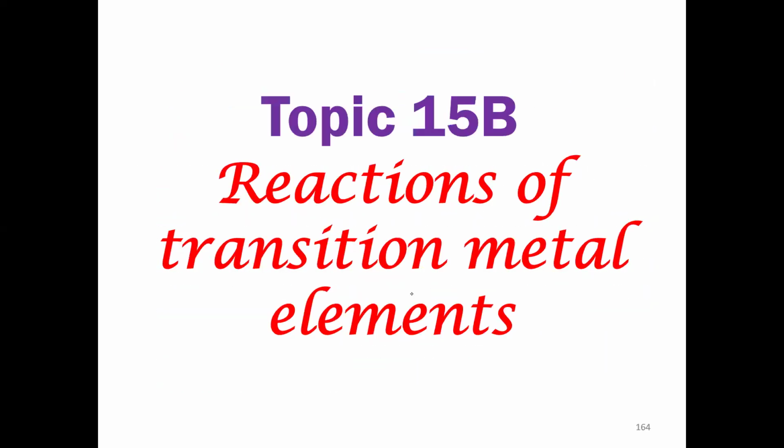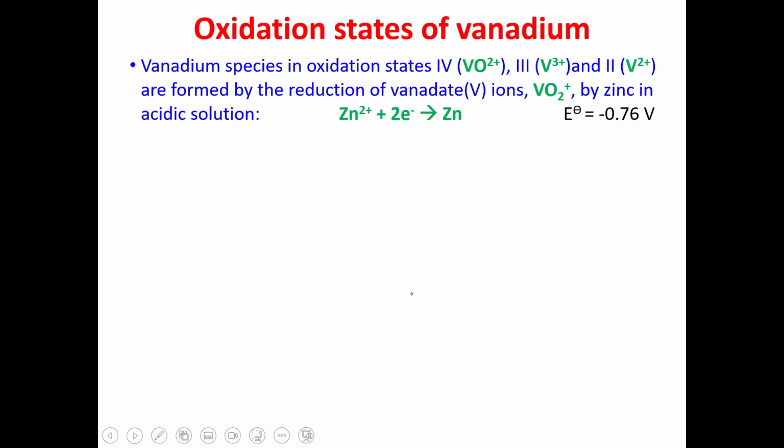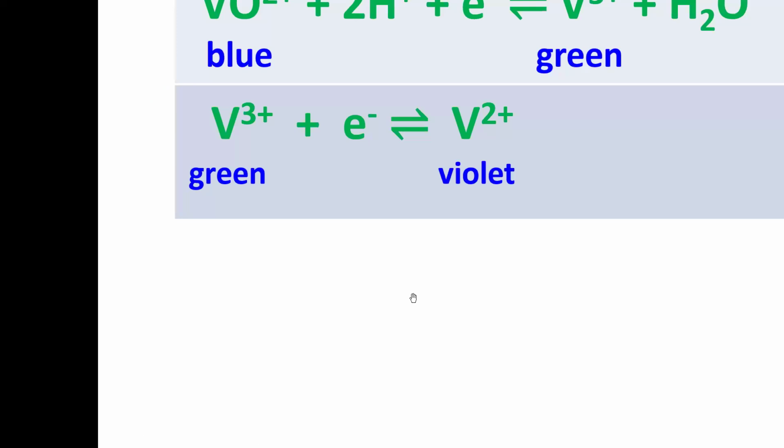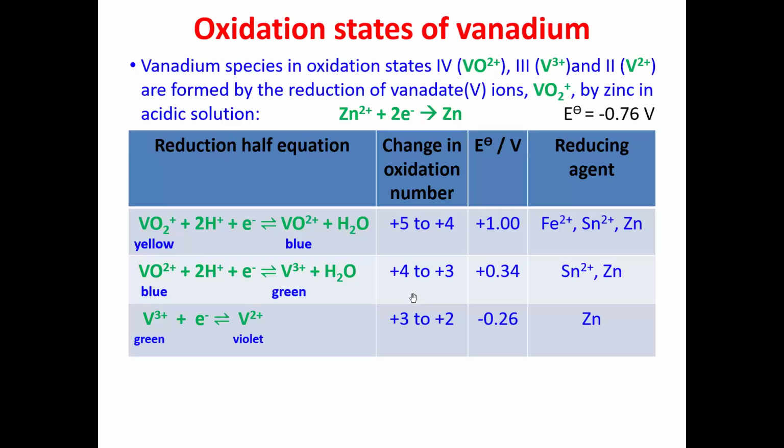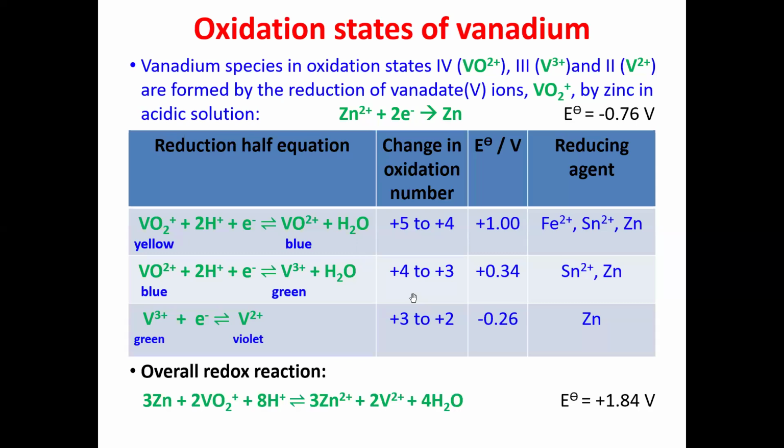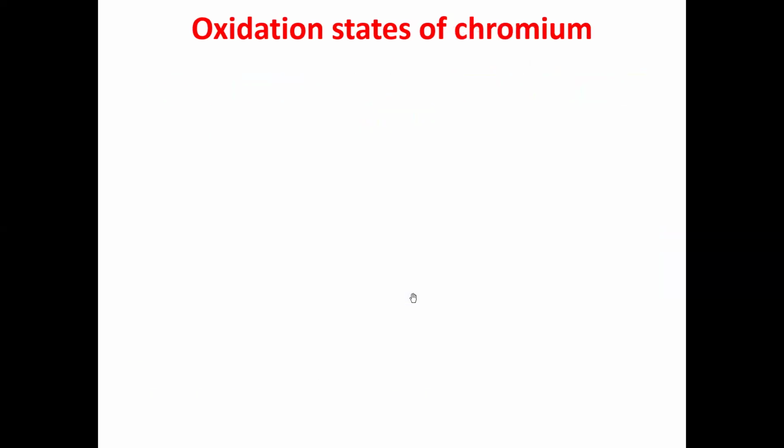Now, we have the reactions of transition metal elements. Oxidation state of vanadium. Now look at this, oxidation state of vanadium. This is a topic which is coming from electrode potential, and most of this topic is actually supported by the data booklet, but colors are to be memorized. This is an example of a redox reaction.